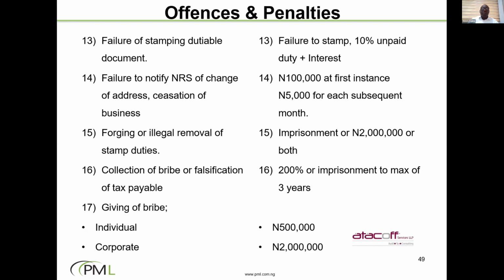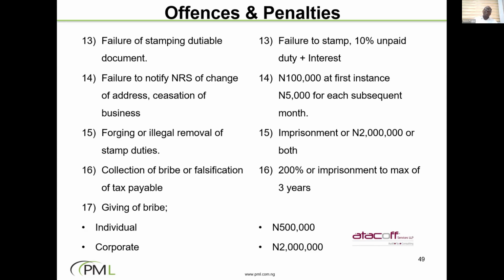Forging or illegal removal of stamp duty: if you remove the stamp duty or you forge it, the penalty is imprisonment or 2 million naira or both. Falsification or collection of bribe or falsification of tax payable: if you help or support clients in falsifying the tax payable, the penalty is 200% of the amount or imprisonment to a maximum of 3 years.